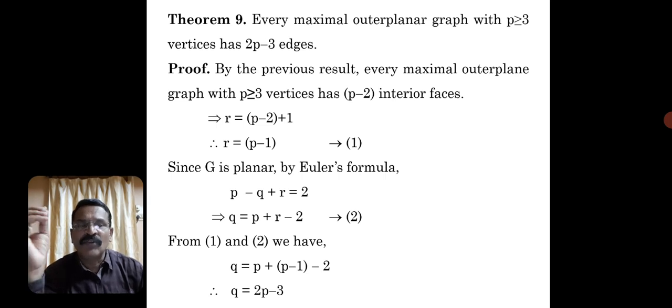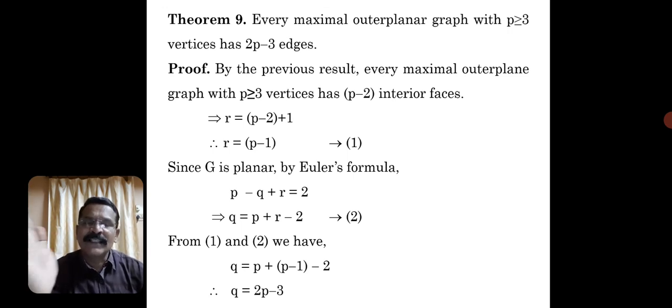If you consider that particular graph, what is the statement here? Every maximal outer planar graph with p greater than or equal to 3 vertices has 2p minus 3 edges. It implies the number of edges will be 2p minus 3. In particular, if you consider C3 or K3, it contains 3 vertices. So 2 into 3 is 6, 6 minus 3 is 3. So it contains 3 edges. Obviously, C3 contains 3 edges. You can say C3 or K3, which is a maximal outer planar graph, and it contains 3 edges. So it holds. It implies we have verified the result.